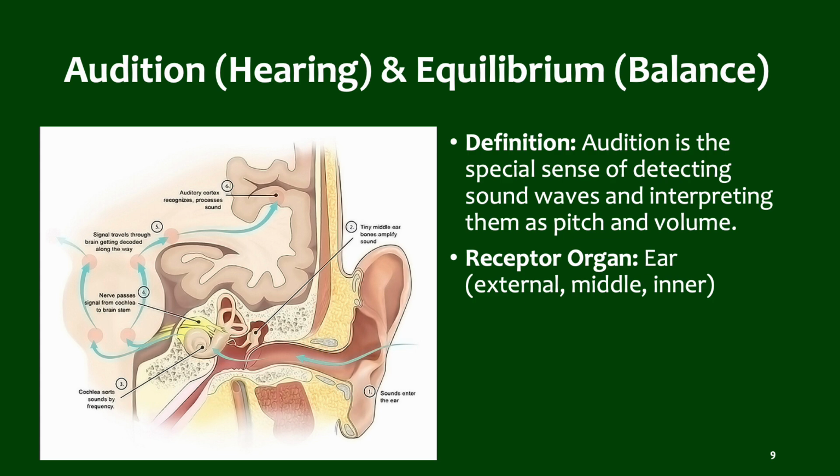Audition, or hearing, is the sense associated with the ear. The sound waves change into a neural signal, which is then ready for the structures of the ear to process through the external, middle, and inner ear. The inner ear is not merely for hearing, but also for equilibrium, or balance. So head position, head movement, and body motions are all sensed by cells inside the inner ear.